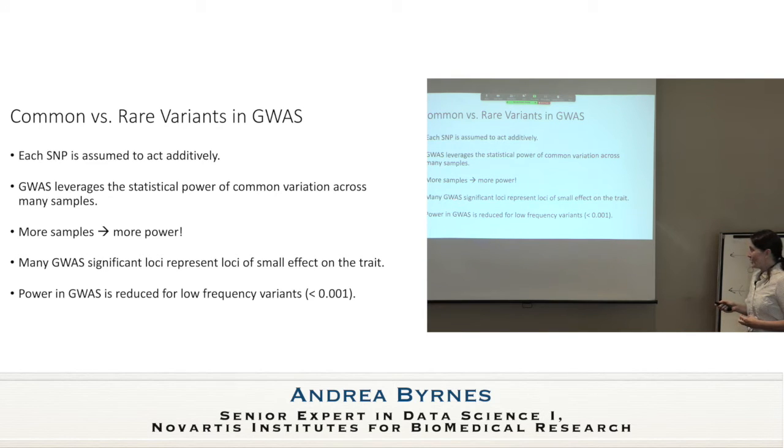Many GWAS significant loci represent loci of small effect on the trait, and this is pretty important for complex trait genetics. Power in GWAS is reduced for low frequency variants. In this case, they were setting the threshold for being a low frequency variant at less than 0.01%.